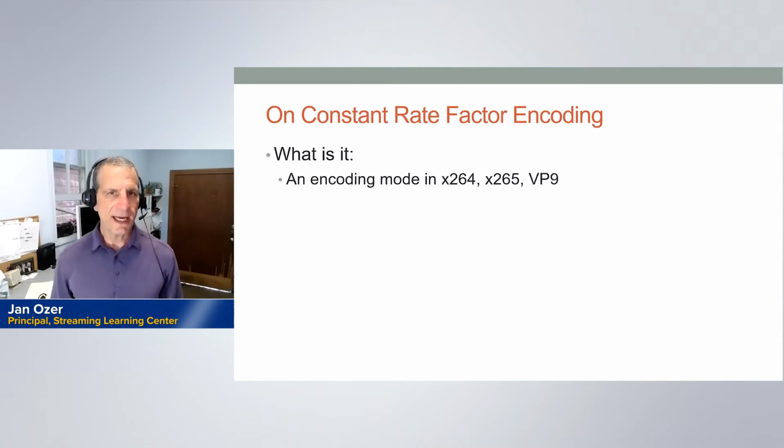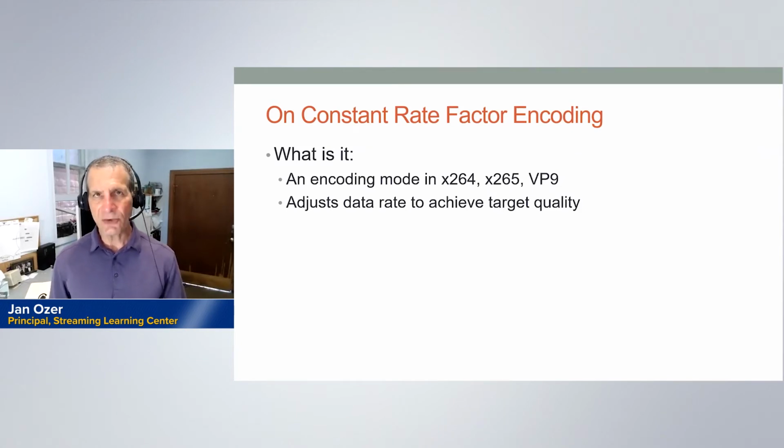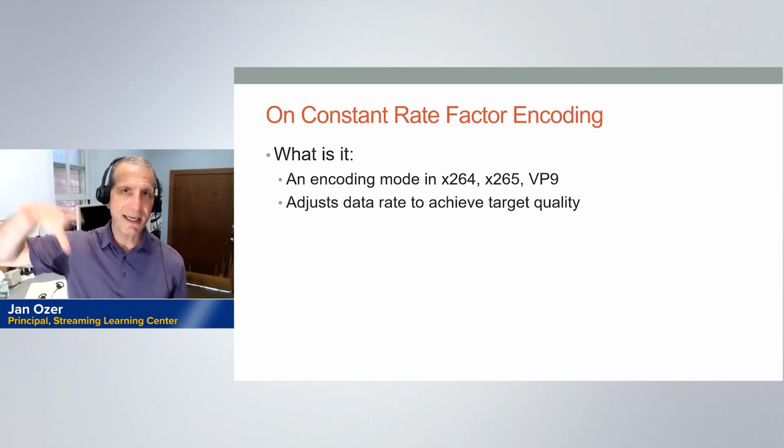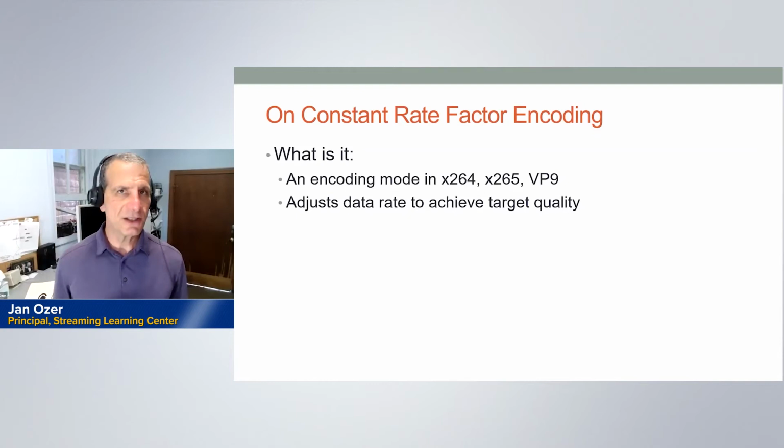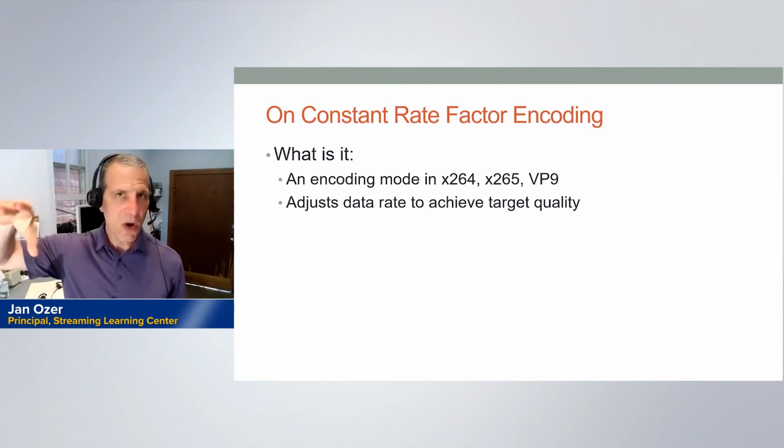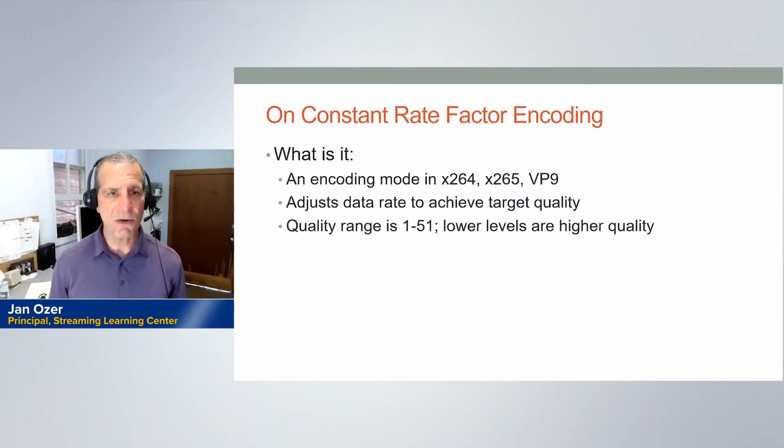Constant rate factor encoding is an encoding mode in X.264, X.265, and VP9. It adjusts the data rate to achieve target quality, as opposed to adjusting quality to achieve a target data rate. When we encode to CBR or VBR, we say, give me 500 kilobits per second, and the quality goes up and down to match that data rate. With CRF, it's just the opposite. It's give me this quality level and adjust the data rate up and down to give me that quality level. The quality range for CRF is 1 through 51, and the lower the score, the higher the quality.